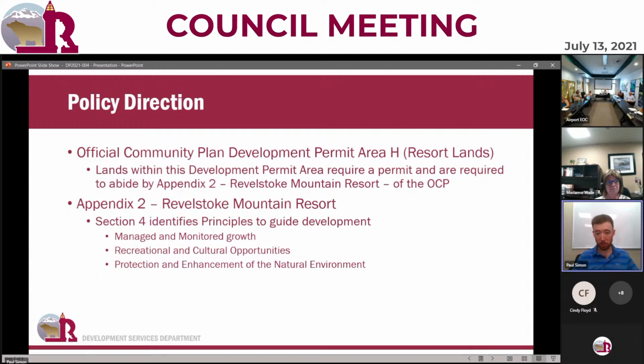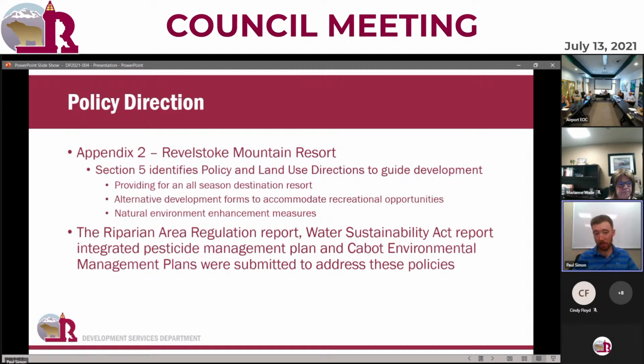We have guiding principles that provide an overview of how development will ultimately unfold at the resort. So we look at policies and regulations to ensure managed and monitored growth. We look at opportunities for expanding recreational and cultural elements, as well as very critically protection and enhancement of the natural environment. When we look at Section 5 of Appendix 2 of the OCP, which provides an overview of how development at RMR will occur, this is where we get into the meat of the policies that give us authority under the development permit to require additional things like water quality monitoring. So this is the policy and land use directions to guide development.